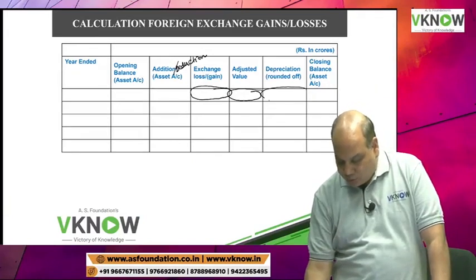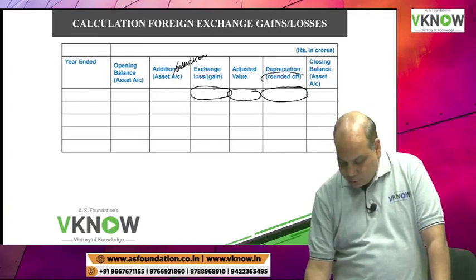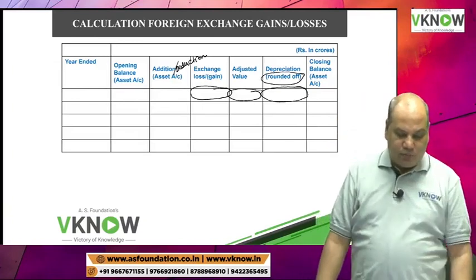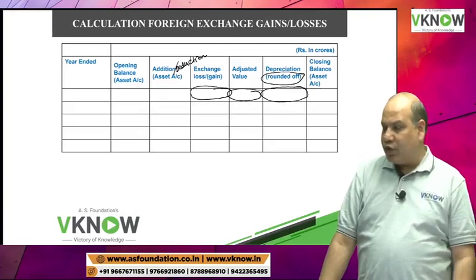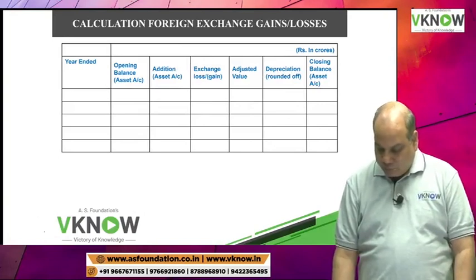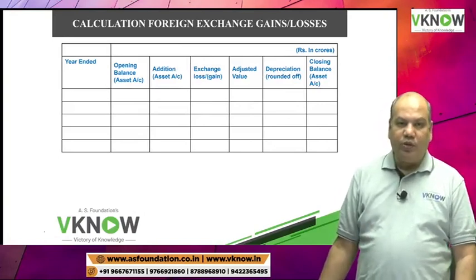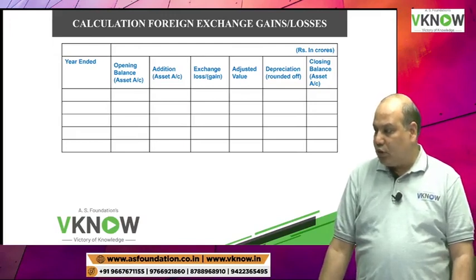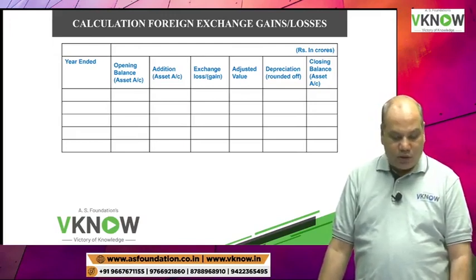Then I am going to provide a depreciation. To keep it simple, we will round off the depreciation figure. We can round off for keeping the calculation simple. And the last column is the closing balance in the asset account.